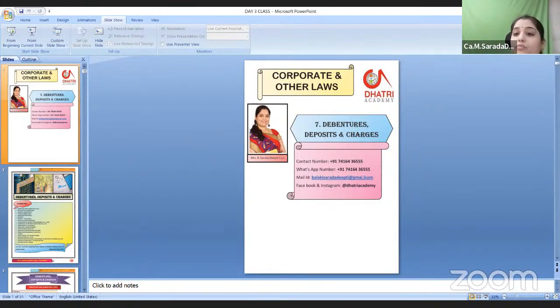Now next, very important: this particular part is generally asked in examinations from a theoretical perspective. What are circulars and advertisements available?